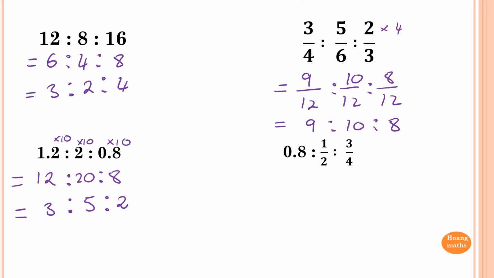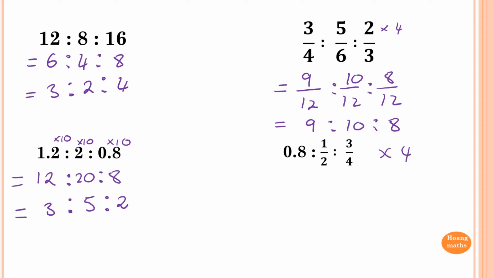Now 0.8 to a half and to 3/4. In this case, let's say I times everything by 4 first, because I want to get rid of the bottom first, and that makes it easier. I times everything by 4 because 2 and 4 are both multiples of 2, and also multiples of 4. So the whole lot I times by 4.